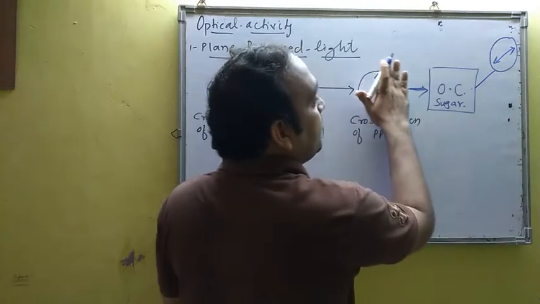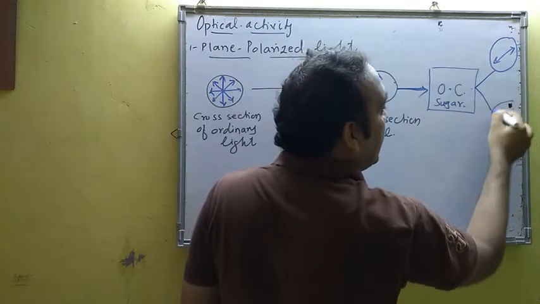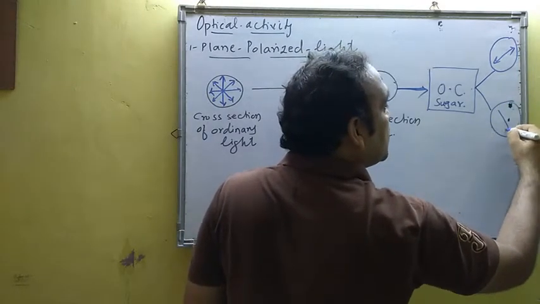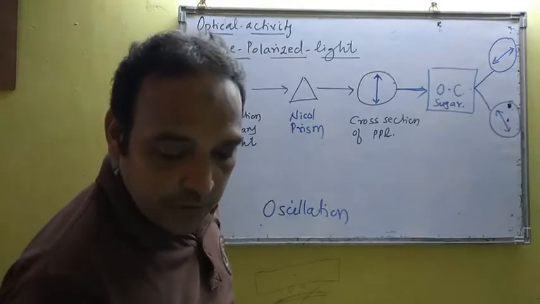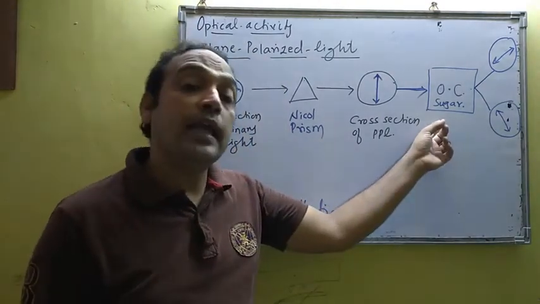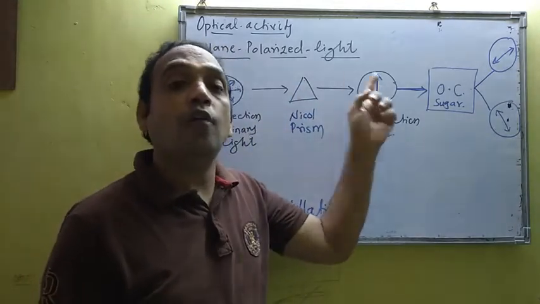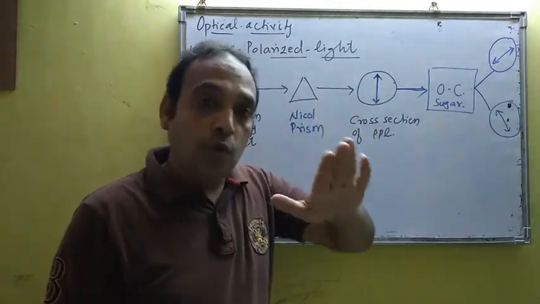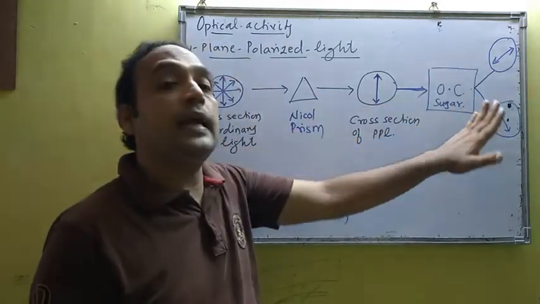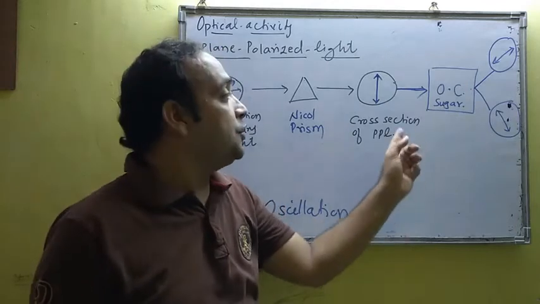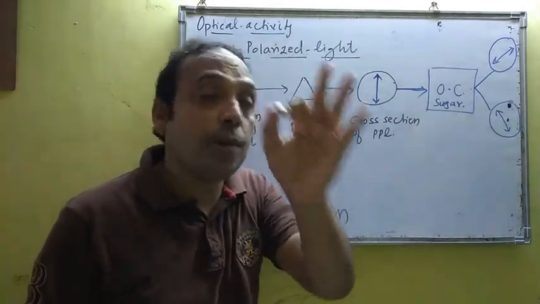If it rotates in clockwise direction, our new oscillation will be like this. Now this is the plane. Now it rotates in clockwise direction. If it rotates anti-clockwise, we will get oscillation like this. And this property of substance is called optical activity. The compound which rotates the plane of plane polarized light to right or left, right means clockwise direction and left means anti-clockwise direction, such compounds are called optically active compounds.